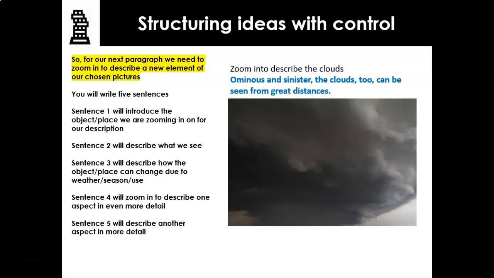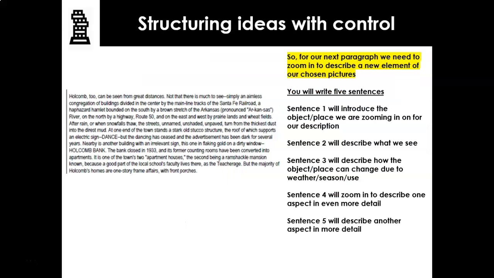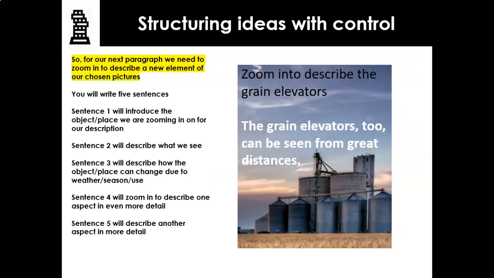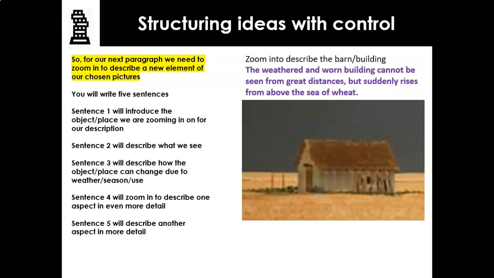That paragraph 2 zooms in on one element of the picture and describes it in beautiful detail. You can look things up. You can find out what a grain elevator does if you're so inclined. But that's the second paragraph that we're expecting to see submitted.